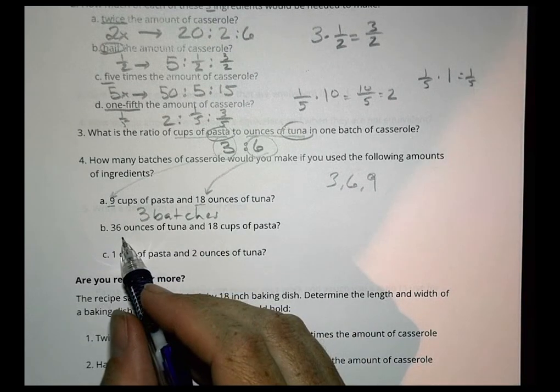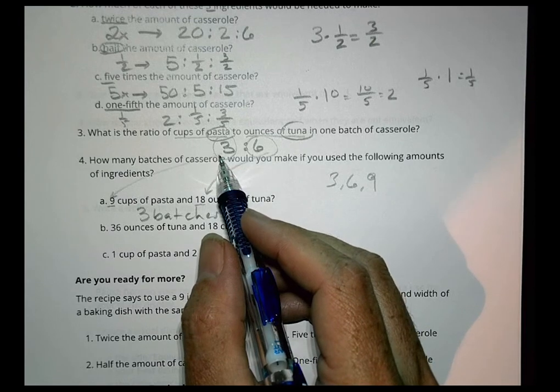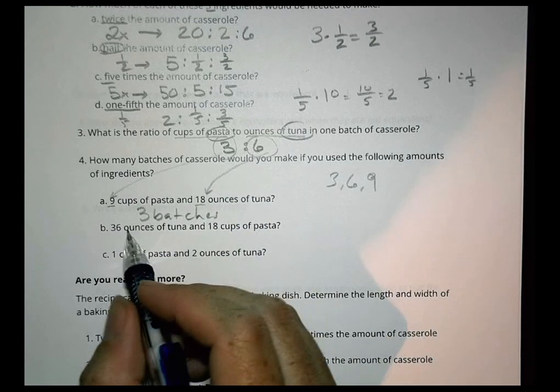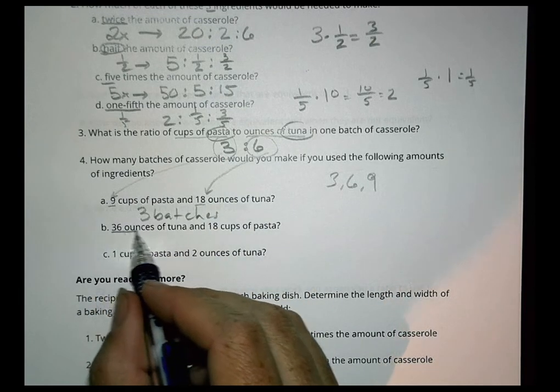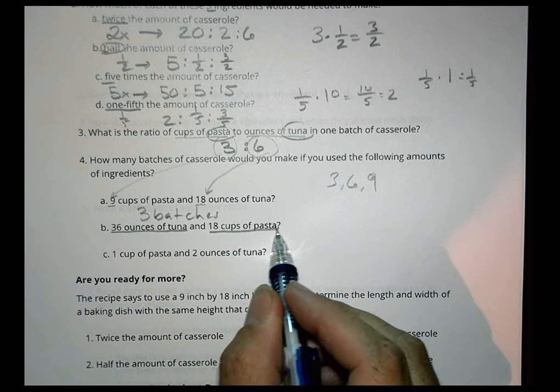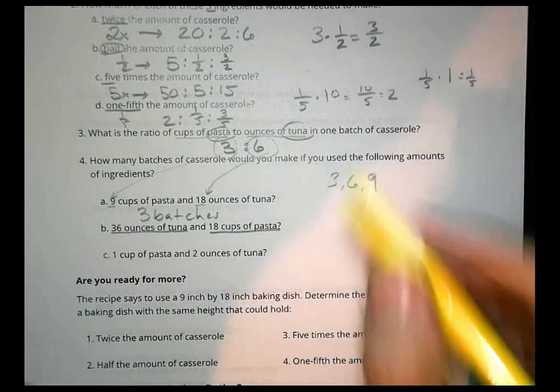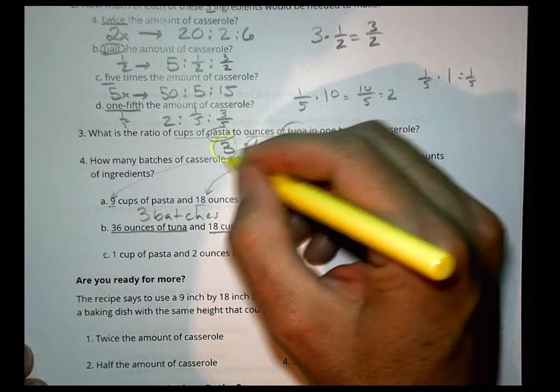What if I have 36? Oh boy, that's exciting. So I have 36, read it carefully though. 36 tuna. Oh, they switched it around on us. Oh, those sneaky guys there. And there's the pasta. So what do we have to be careful of? The order of things, right? This is pasta. So pasta is 3.